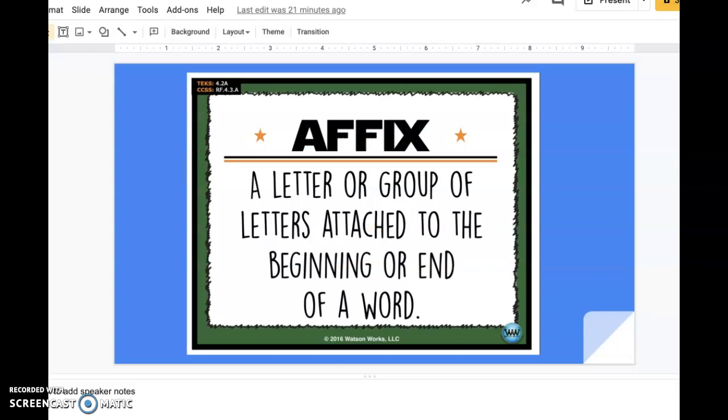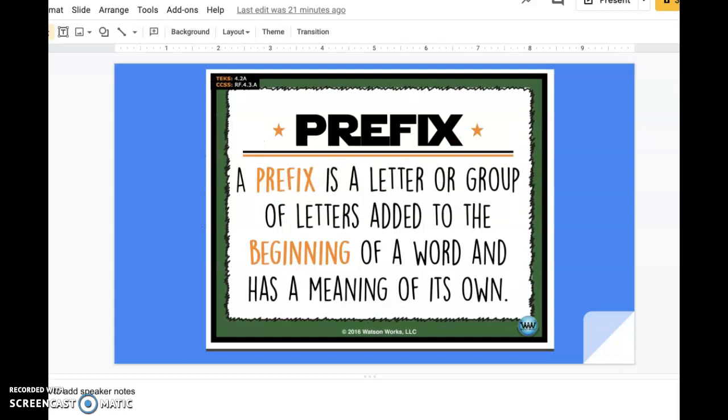So here we go. An affix is a letter or group of letters attached to the beginning or end of a word. So first one is a prefix. So I'd like you to write this in your notebook. Prefix. A prefix is a letter or group of letters added to the beginning of a word and has a meaning of its own. And I'm going to continue that. If you want, you could write that definition.